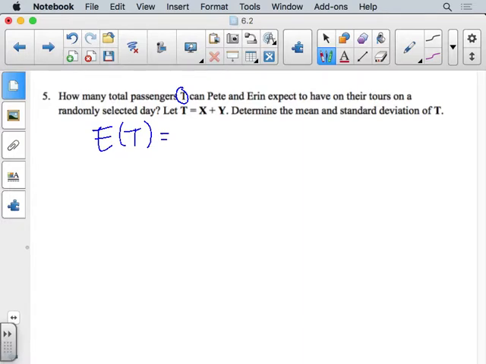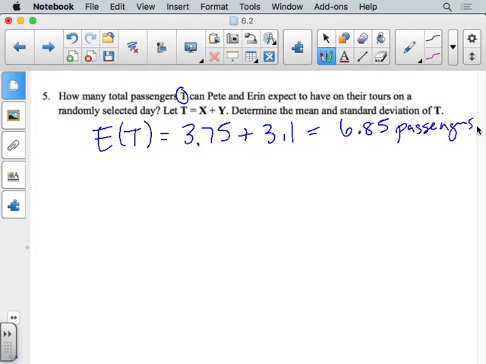So for the means, it's pretty simple, just like how we always multiply, subtract, add, whatever. On the means, I think Pete was 3.75 plus Aaron's 3.1. So that's just a simple addition of we expect about 3.85 passengers a day. Over many days, over a year's worth, that would be about our average passengers.